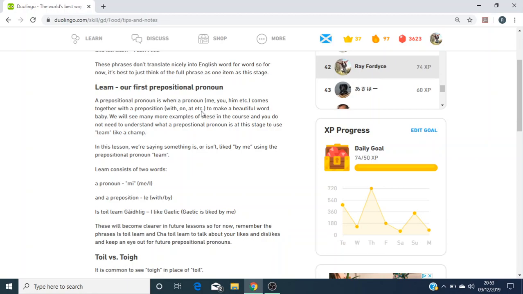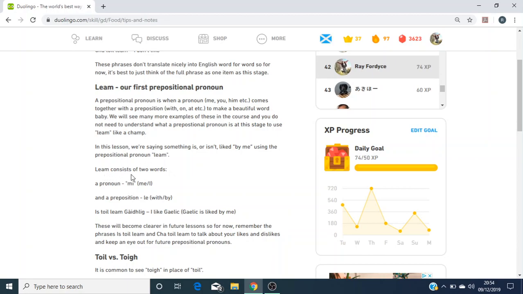With, on, at, to make a beautiful word, baby. We'll see many more examples of these in the course, and you do not need to understand what a prepositional pronoun is at this stage to use lem like a champ. In this lesson, we're saying something is or isn't liked by me. It can also mean by as well. Anyway, using the prepositional pronoun lem.